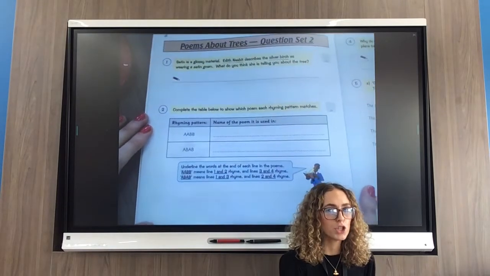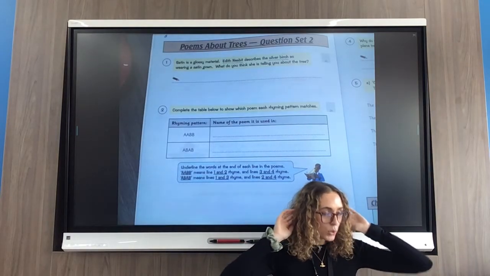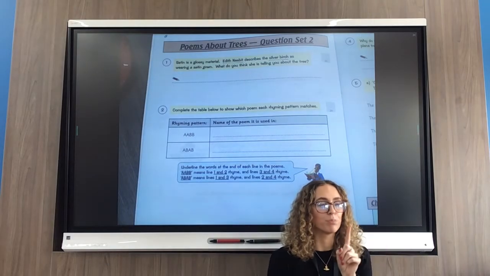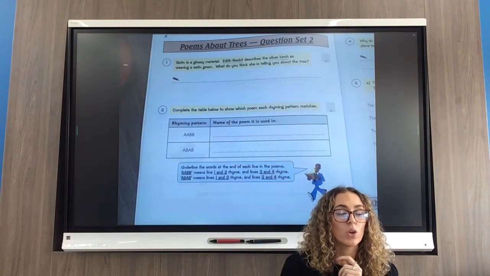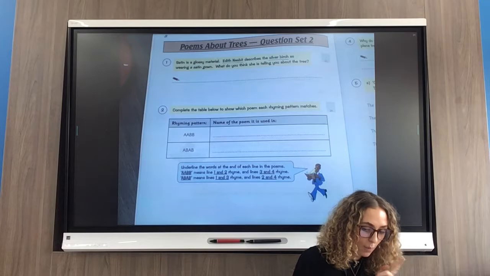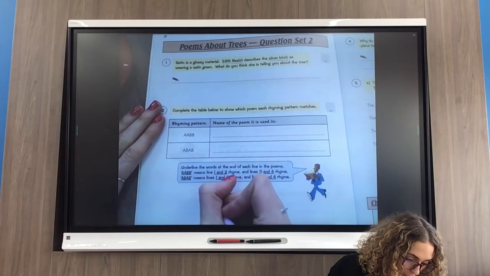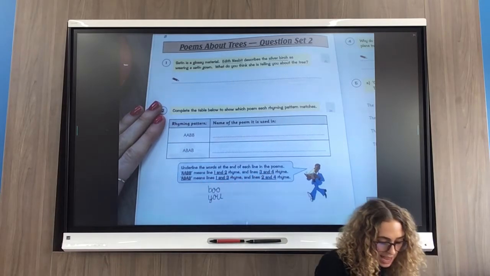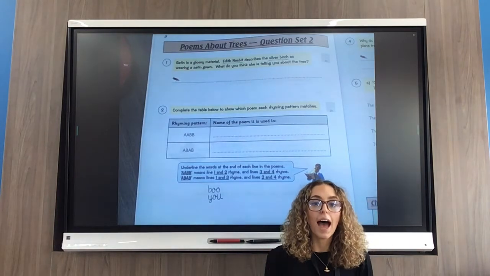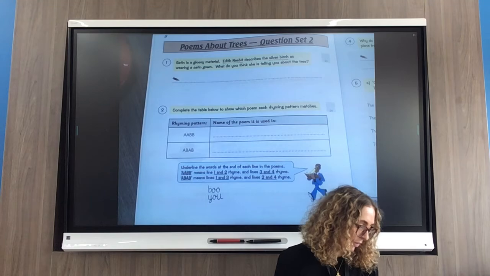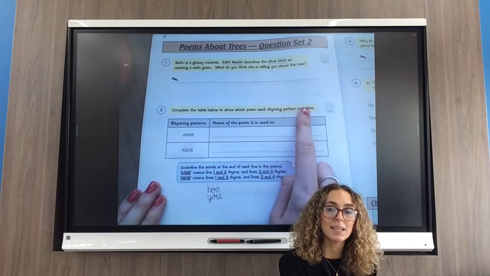Right, question number 2. You've got to listen very carefully, so get your listening ears on, because it talks about rhyming patterns. Now, we know that words that rhyme are words that sound like each other or are spelt similarly as well. So I know that boo and you rhyme because they make the same sound at the end. Boo and you. Okay, cloth and moth, they rhyme. So it says, complete the table below to show which poem each rhyming pattern matches.